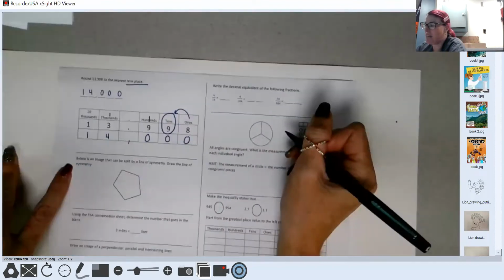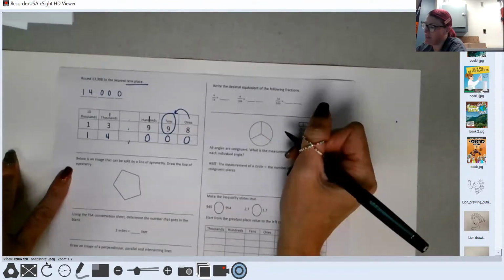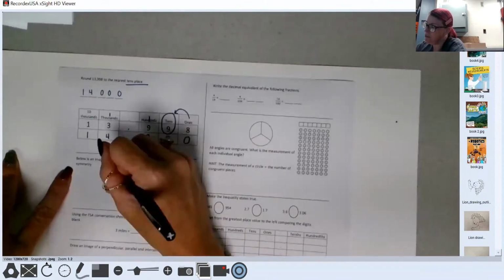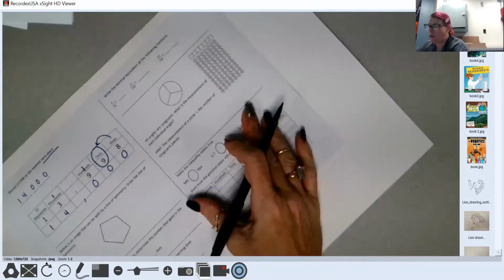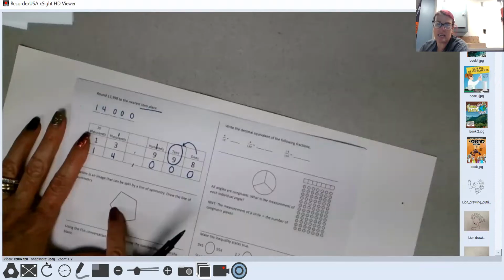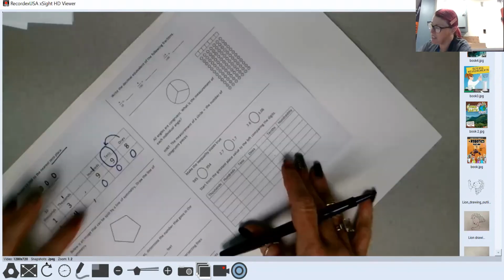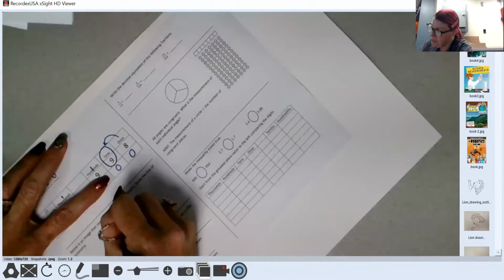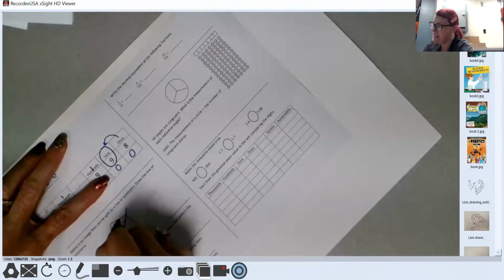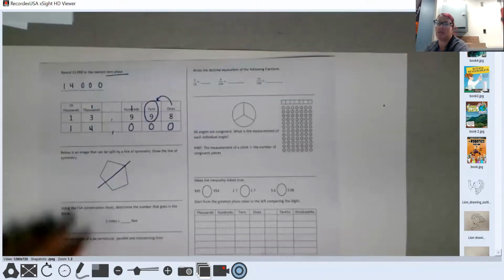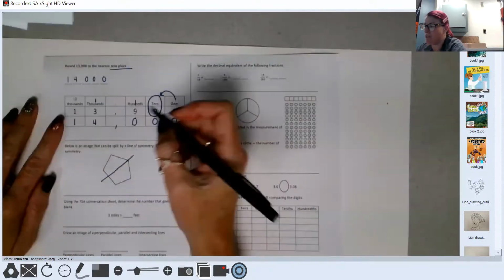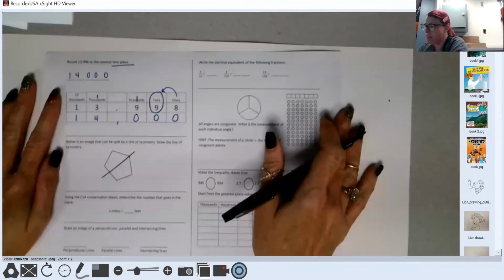Below is an image that can be split by a line of symmetry. Draw the line of symmetry. So I am going to look, and you would look with your pencil, and I'm going to turn the page to look at all the different ways that the shape could look, because this looks a little off to me. This doesn't look exactly the same. But if I turn it just like this, if I were to split my shape just like this, that would be my line of symmetry. Well, close enough. But I'm splitting the shape so that both sides are equal. If I were to fold them over, they would match like a mirror.